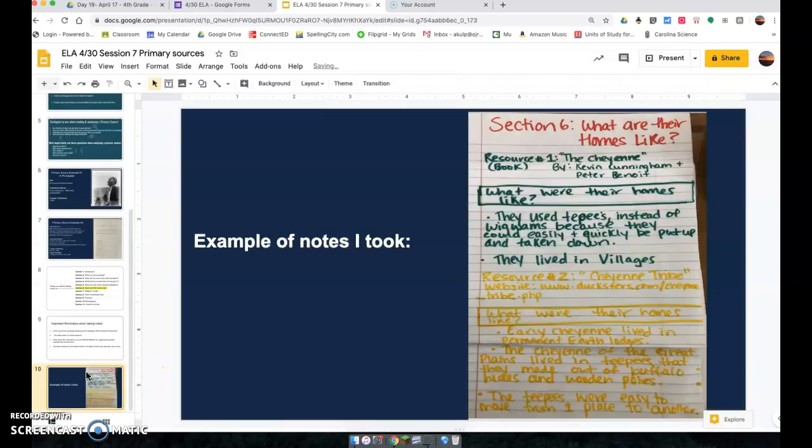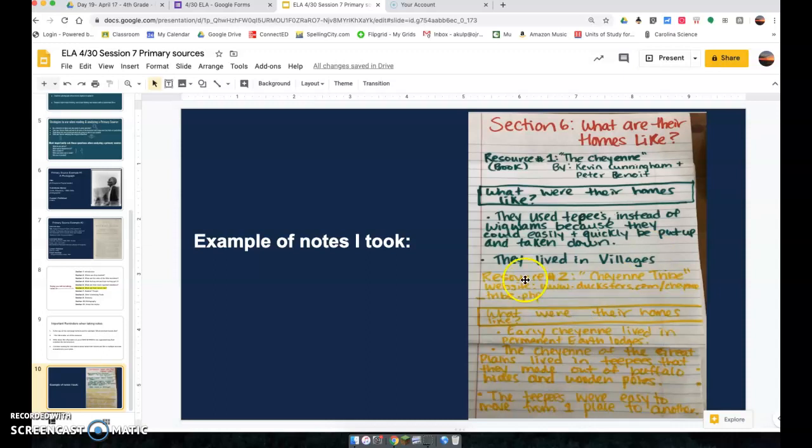And an example of notes I took about what the Cheyenne homes are like is right here. You can see, and I know Ms. Herzog mentioned this, I used one color for my first resource, which was the Cheyenne, a book by Kevin Cunningham and Peter Benoit. And I said, what were their homes like? Boxes. And then it was bullets because then they had key details. Like I learned they used teepees instead of wigwams because they could easily and quickly be put up and taken down, and they lived in villages. And that's all I could find in that book, and that really wasn't much information. So I looked for another resource.